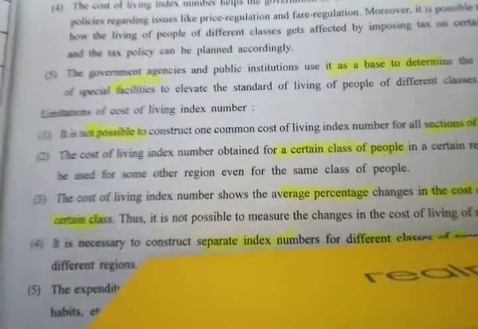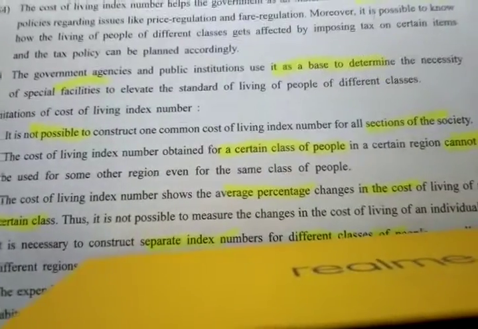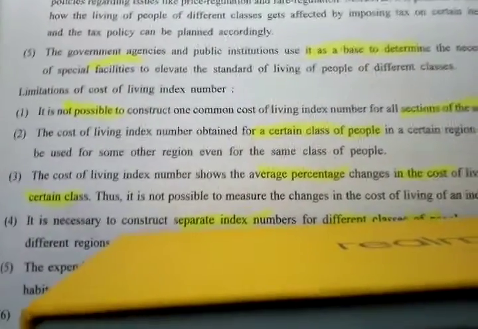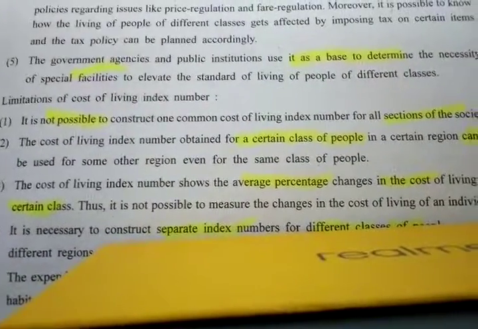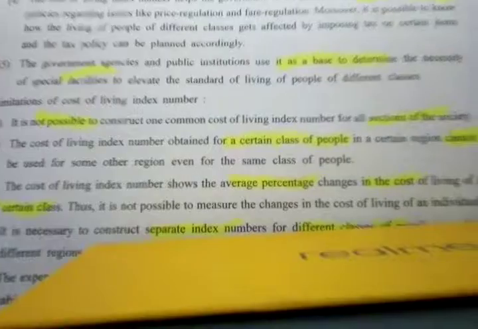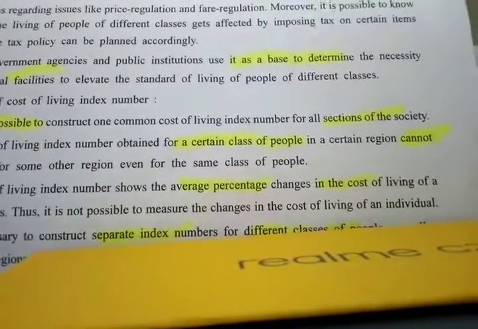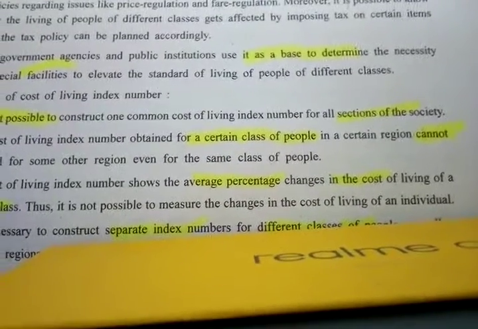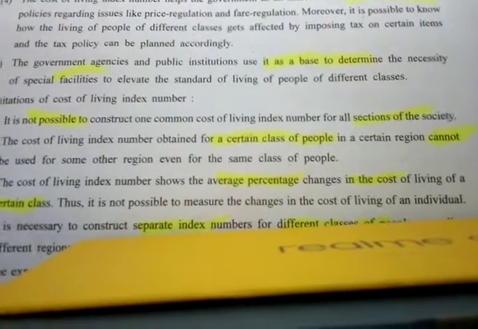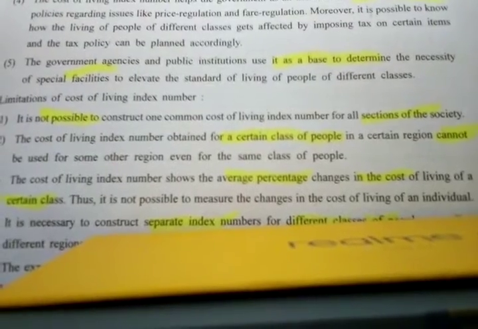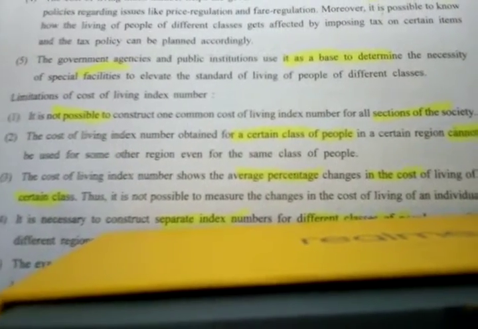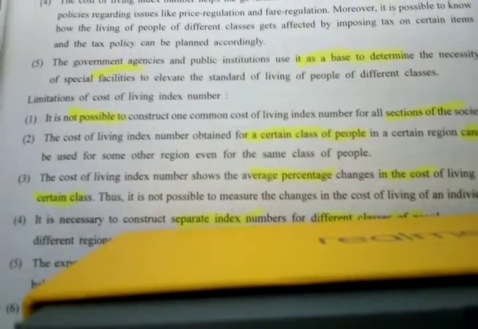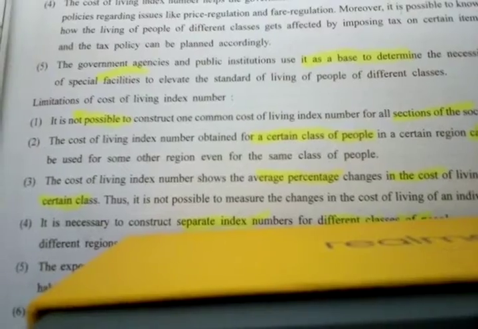Number three, the cost of living index number shows the average percentage changes in the cost of living of a certain class. Thus, it is not possible to measure the changes in the cost of living of an individual. Here we are getting an average percentage change in the cost of living of a certain class of people, not of an individual, and therefore for individuals we cannot make a cost of living index number.